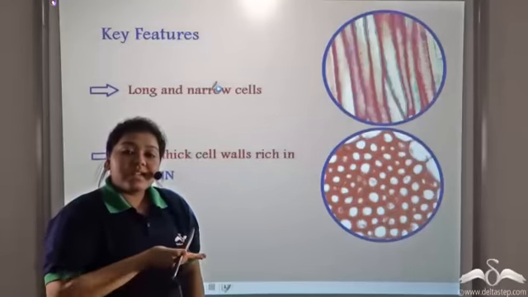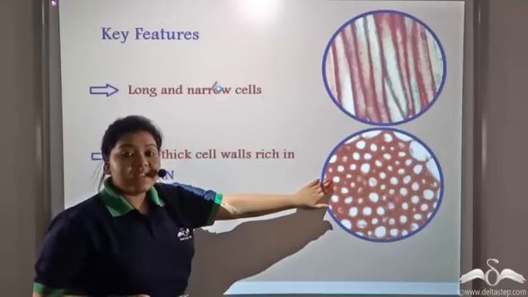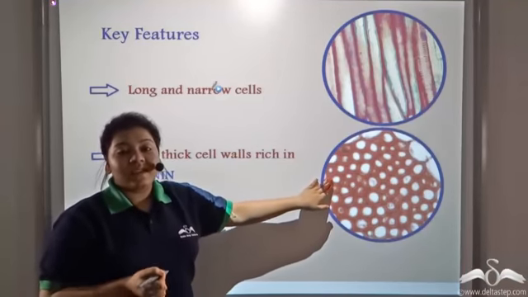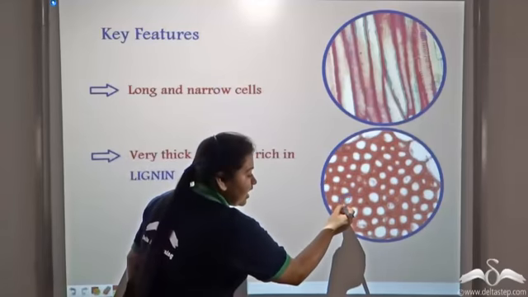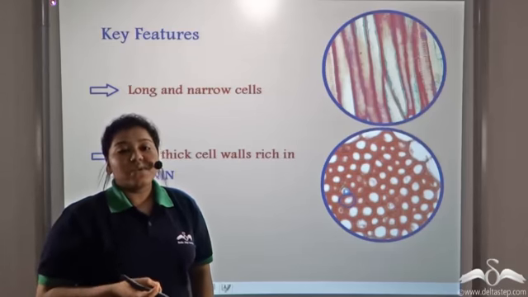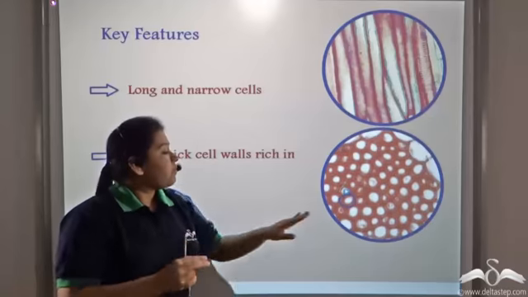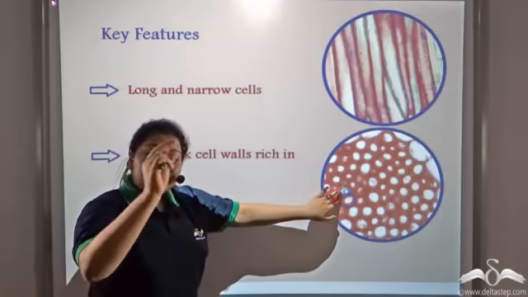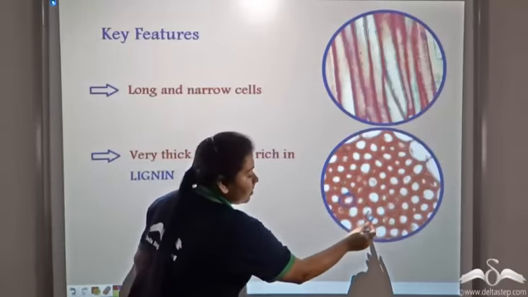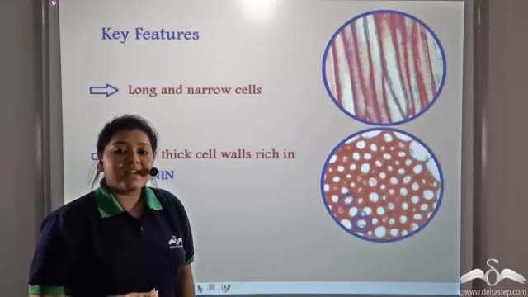When you see the transverse section of the stem, you're going to see cells like these with very thickened cell walls. Now, what causes the thickening? Well, these thickenings are caused due to the deposition of a substance known as lignin on the cell wall. So lignin facilitates the formation of these thick cell walls in these tissues. See, they are very thick cell walls, and these thickenings are caused due to lignin.